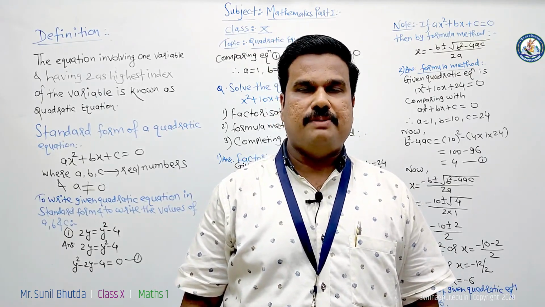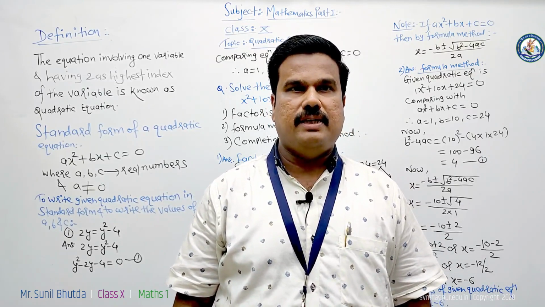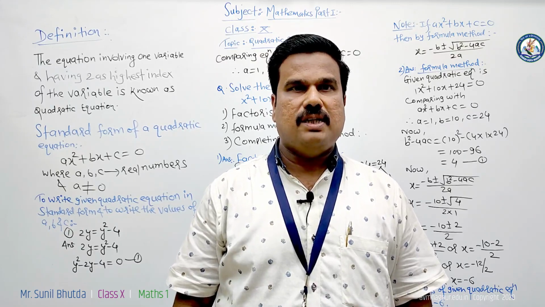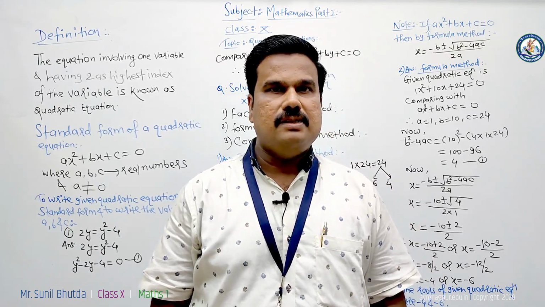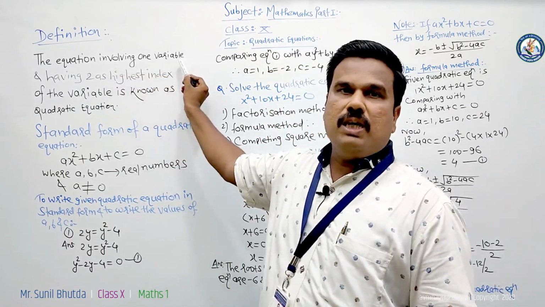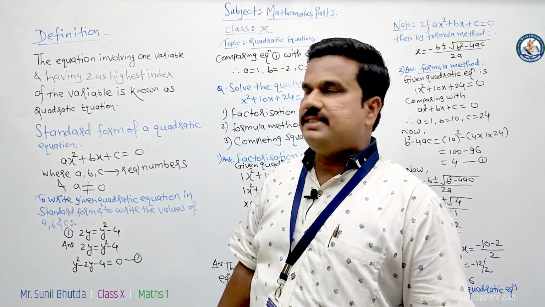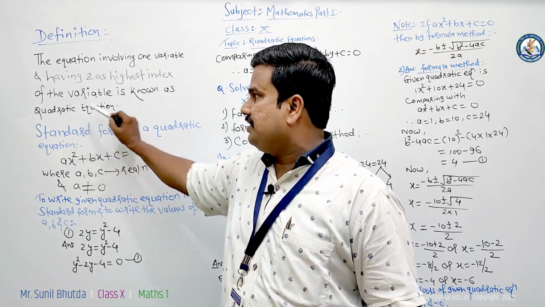Today I am going to explain to you about quadratic equations. This chapter is included in our 10th class mathematics part 1. Now the question arises, what is meant by a quadratic equation? The answer is very simple. An equation involving one variable and having two as the highest index of the variable is known as a quadratic equation.